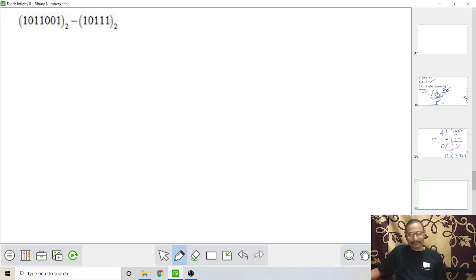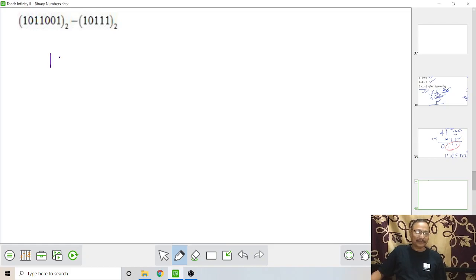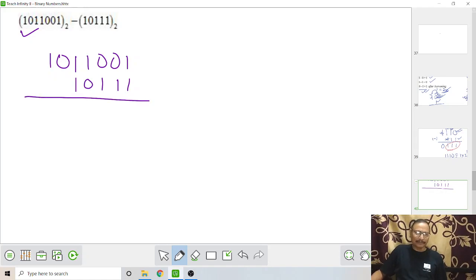Now you solve this question and check this one from here. 1011001. This is the first number, and this one is of 5 digits only. So right here, in this way, as you write in the decimal system, 11101, and now we want to subtract. So first subtract this one from this. So right here 0, no problem here. But now we have to subtract 1 from 0.